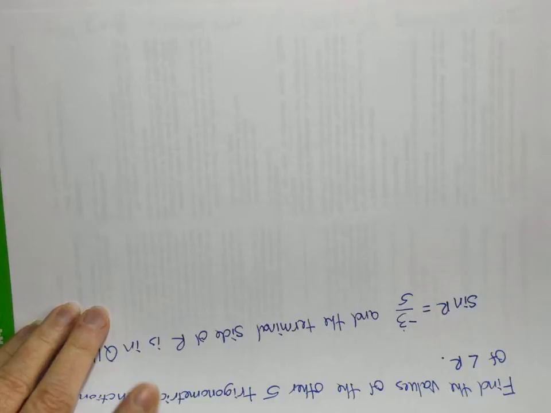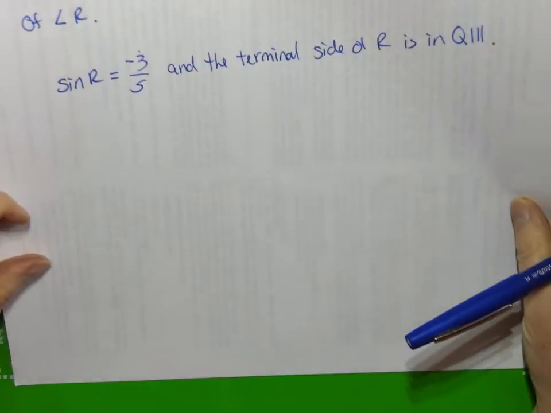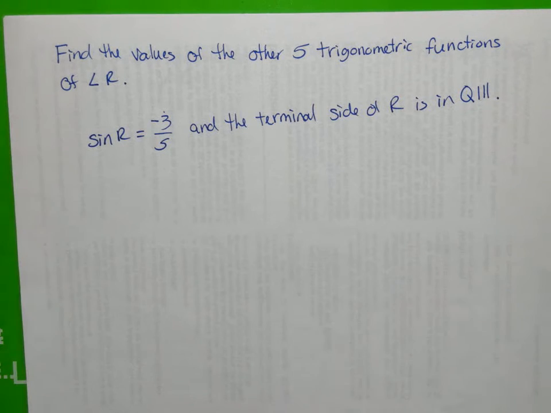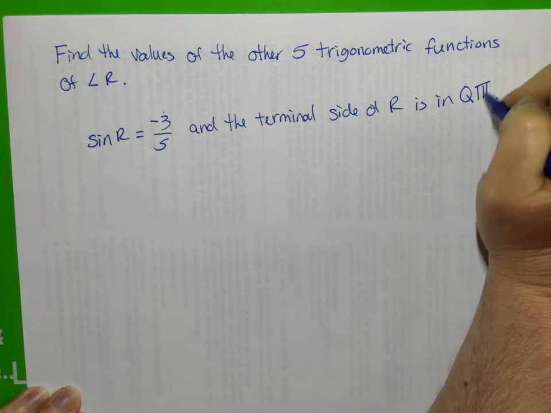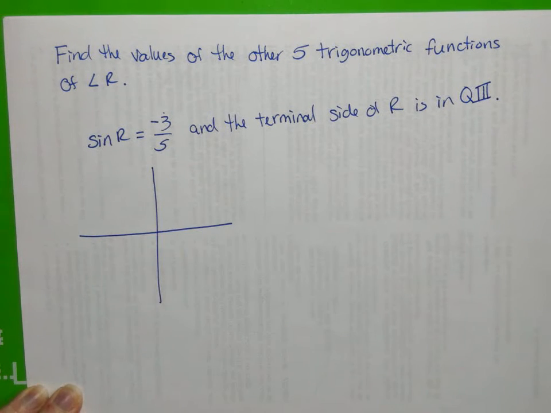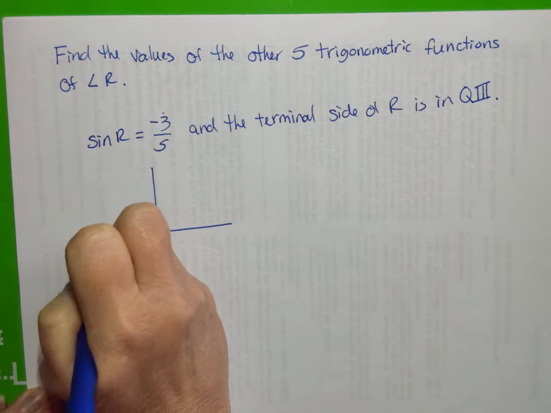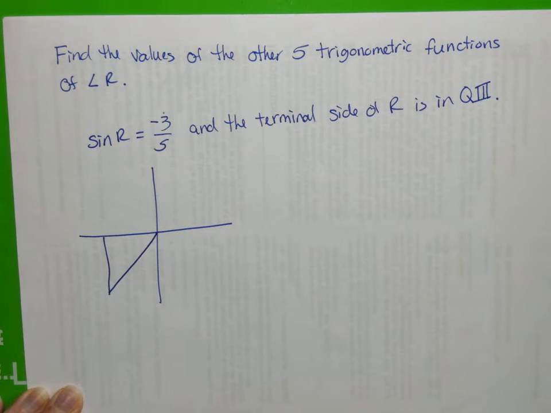All right, so paper's upside down. So here's what we want to do. It says we want to find the values of the other trig functions based on angle R. We are told that the sine of angle R is -3/5 and the terminal side of R is in quadrant 3. So that means I need to draw a triangle. The triangle I'm going to draw, and always in quadrant 3, is going to look like this.